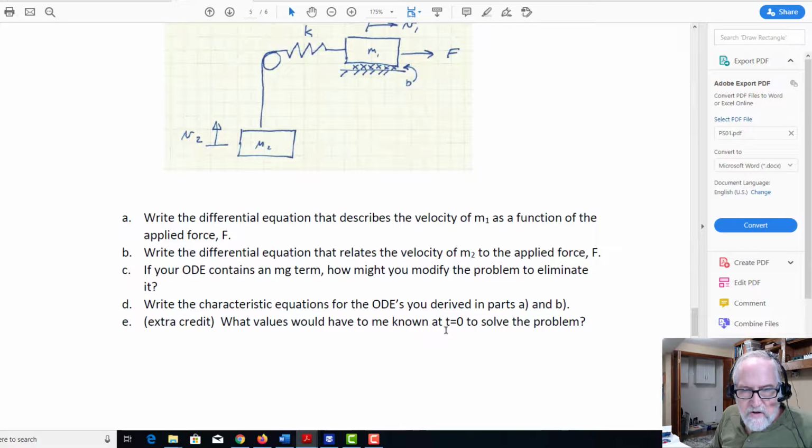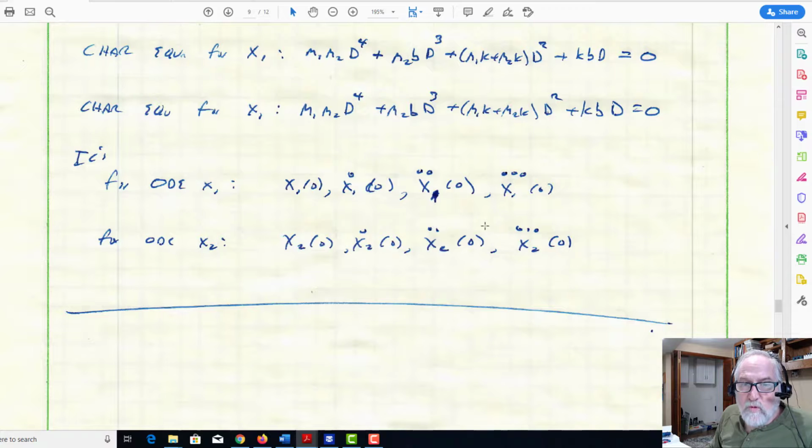What values would you need to know at time t equals 0 of the problem? So what are the initial conditions? And it's a fourth order differential equation. So you would need to know four initial conditions. Now, thinking in terms of the fact that this could be recast as velocity, you'd only really need 3. So you need this. This would be the third derivative of displacement, or the second derivative of velocity.